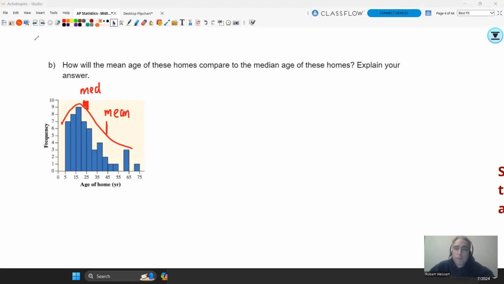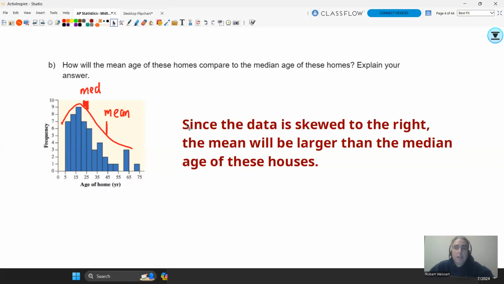This is what I wrote. Since the data is skewed to the right, the mean will be larger than the median age of these houses. I still include context in the problem just to make sure I'm covering my bases there. All right, let's go on to the next question.